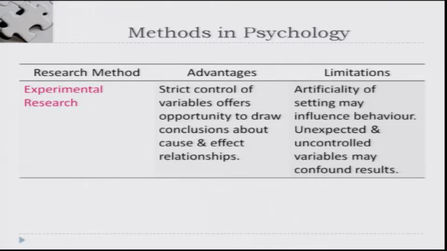Experimental method, on the other hand, the greatest advantage is that it has strict control of variables, okay, and you can draw conclusions about the cause and effect relationship, something that was missing in correlational research, okay, that you can do in experimental research. The major limitation of experimental research of course is the artificiality of the setting, and if you make changes in the setting, it might influence behavior. Second, an important thing is that the unexpected and uncontrolled variables sometimes do confound the result, okay, and parsing out the effect of the confounding variable is again a major challenge in experimental research.